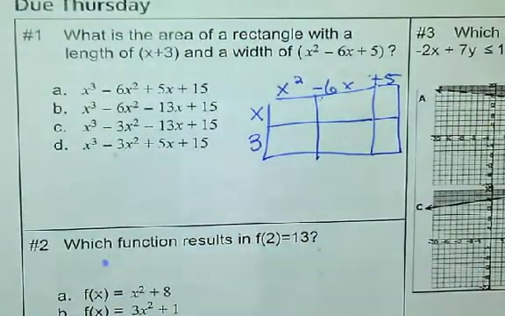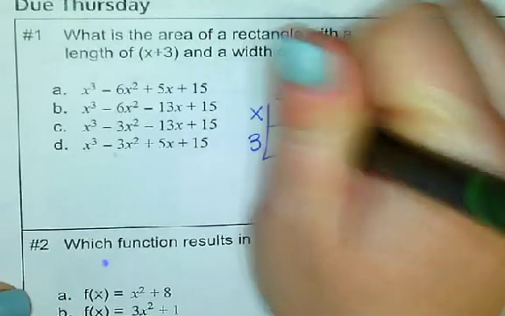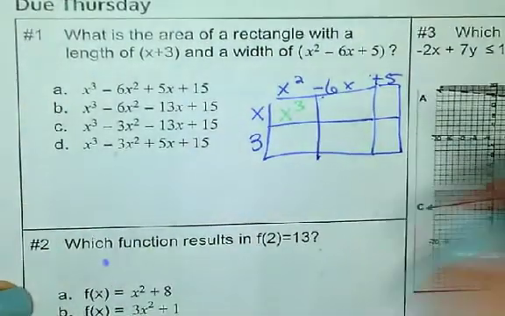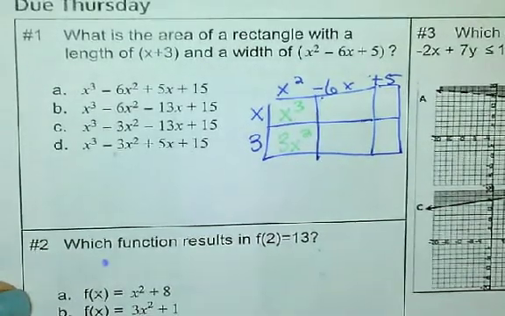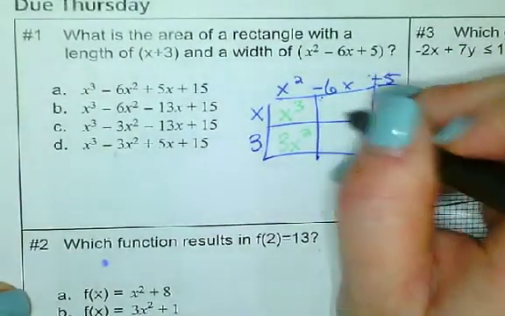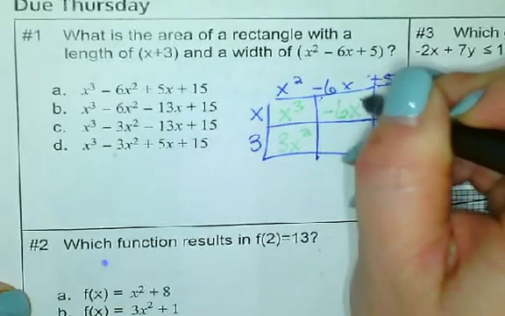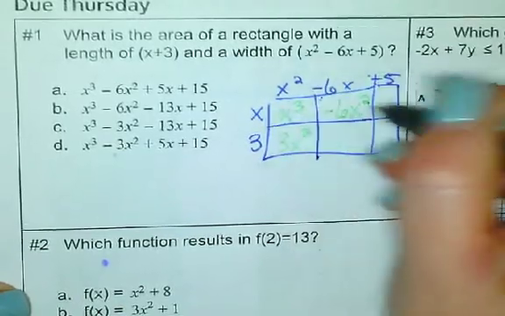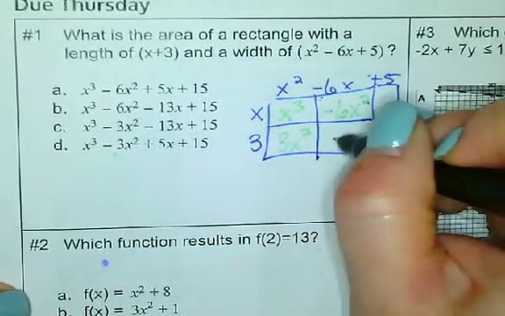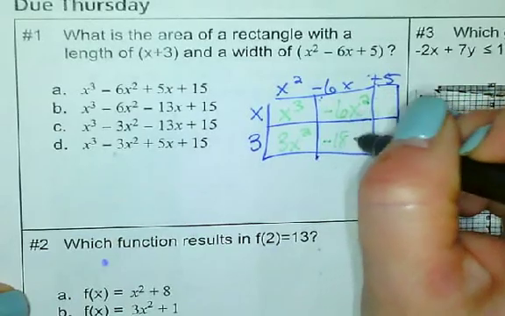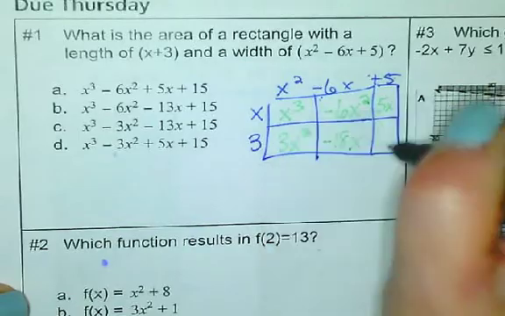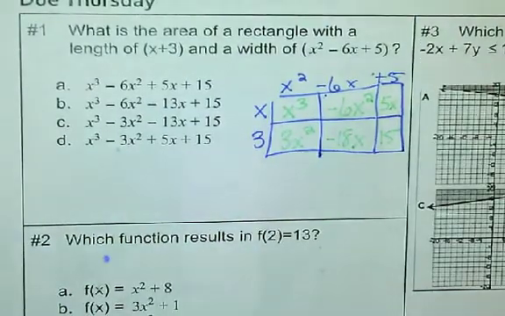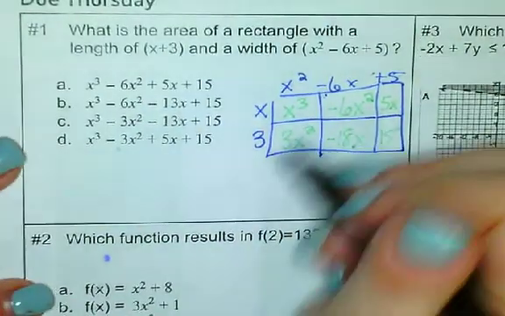X times x squared is x cubed. 3 times x squared, 3x squared. Negative 6x times x, negative 6x squared, because you have the x times x. 3 times negative 6x, negative 18x. 5 times x, 5x. And 5 times 3, 15.